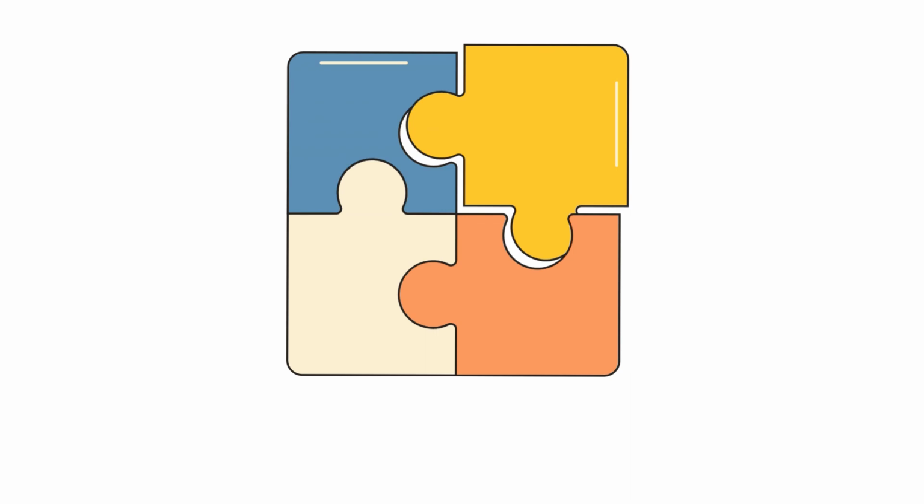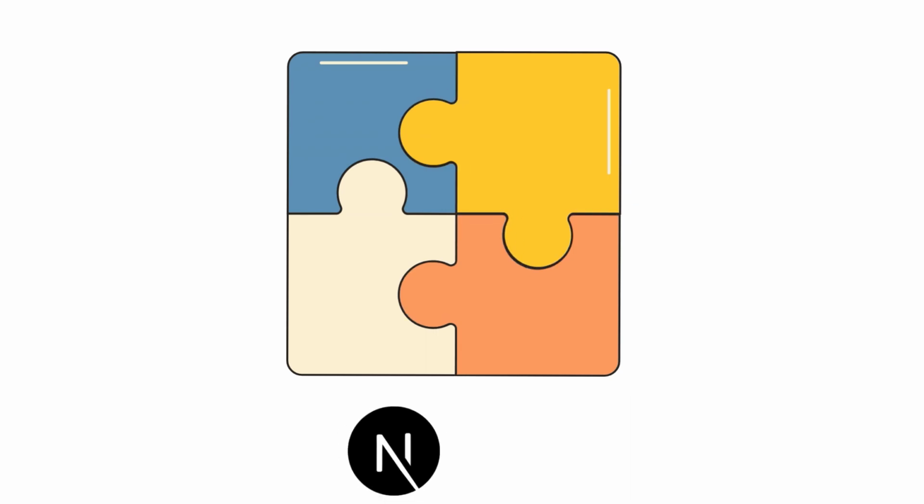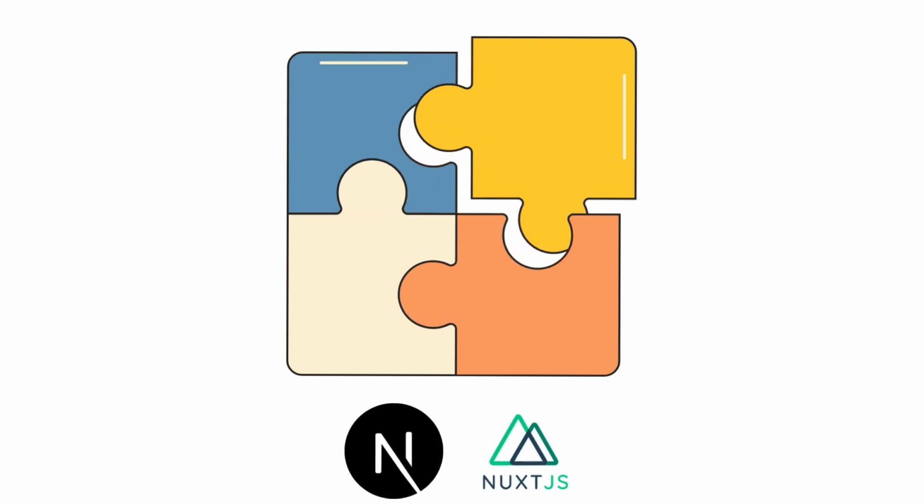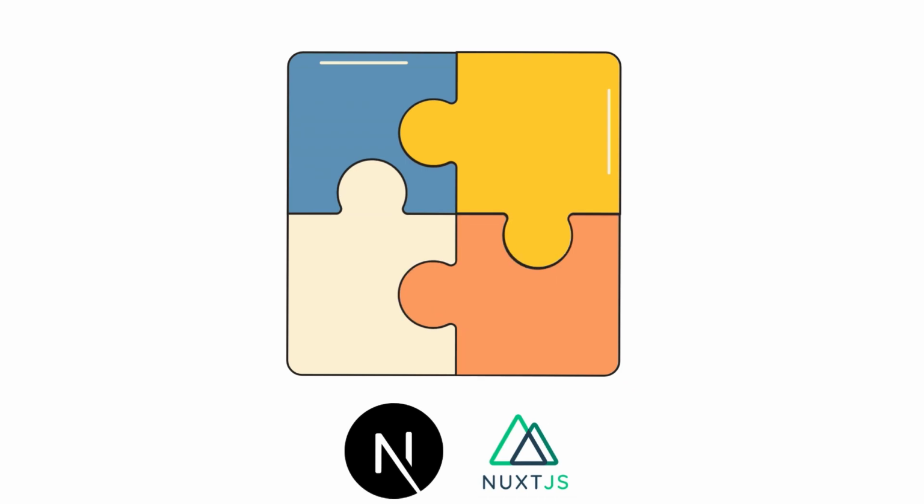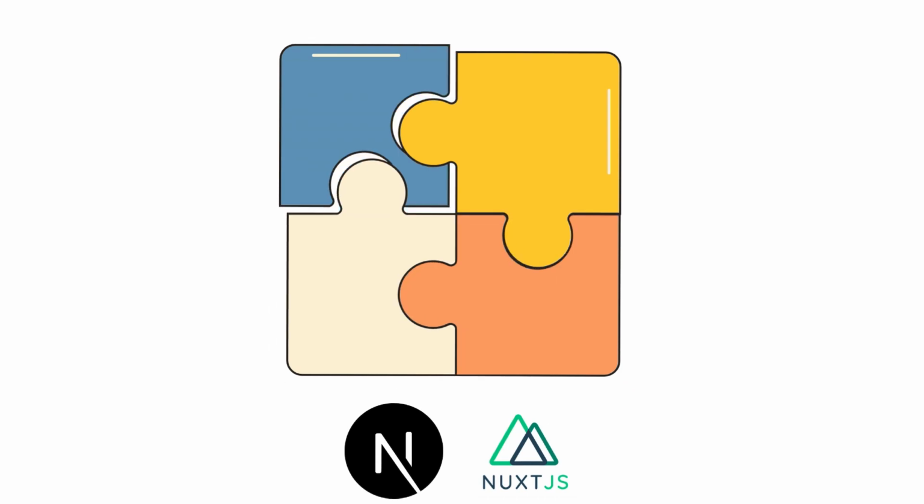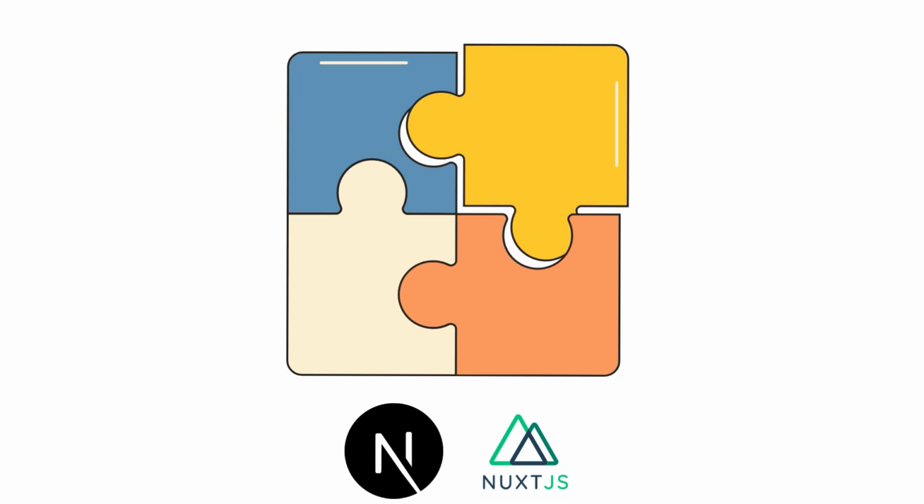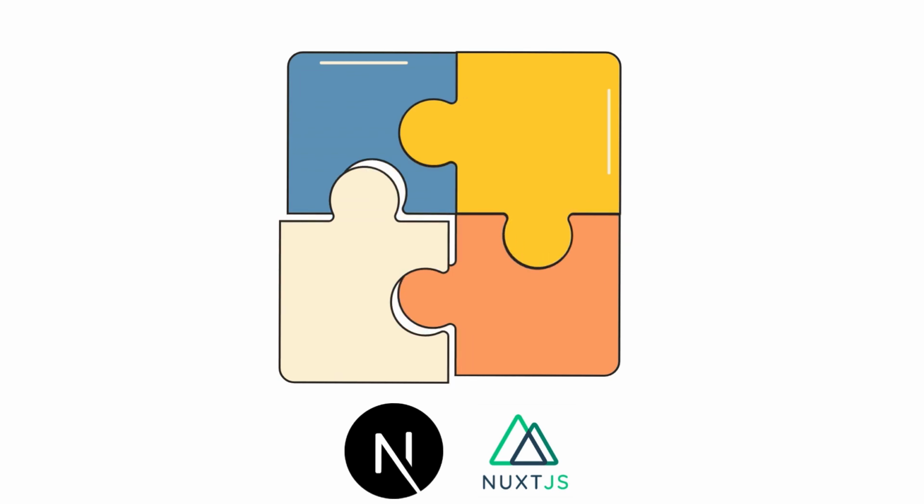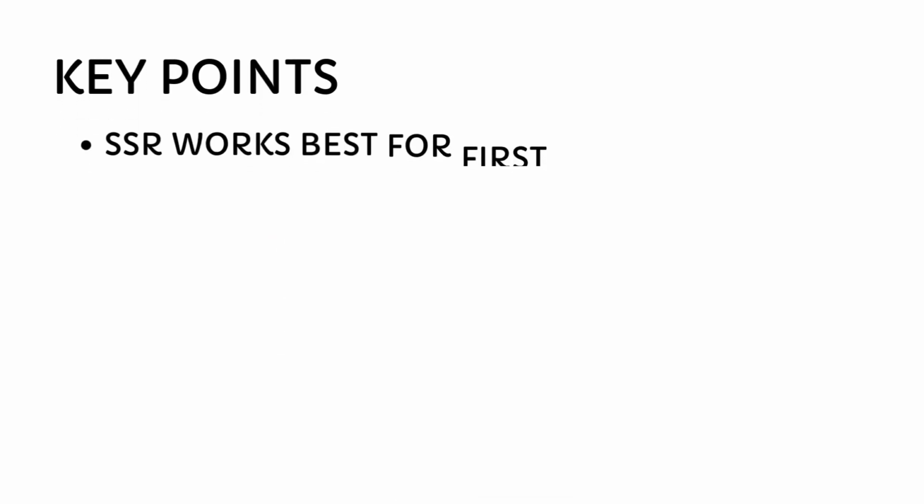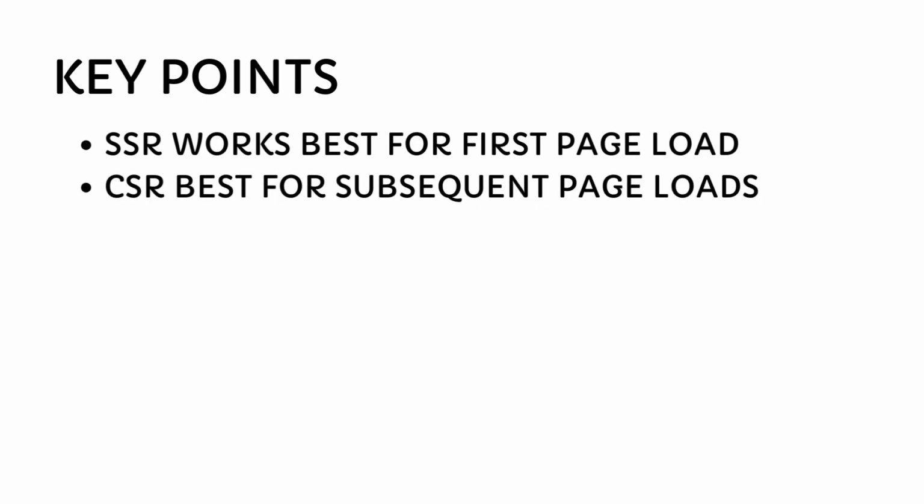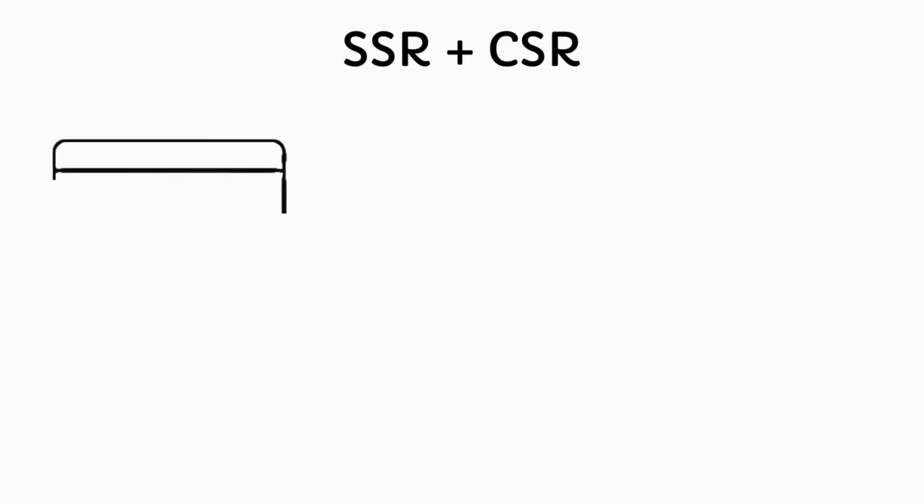But what if we combine these strategies for the best of both worlds? Full-stack frameworks like Next.js and Nuxt.js offer hybrid rendering strategies like SSR plus CSR or SSG plus CSR, allowing you to choose the best approach for each page in your web app. Here are 2 key points to remember. 1. Server-side rendering, SSR, works best for the first page load. 2. Client-side rendering, CSR, is more suitable for subsequent page loads.